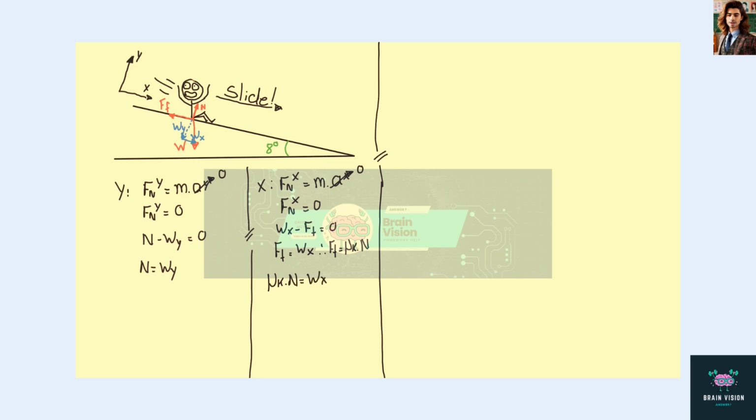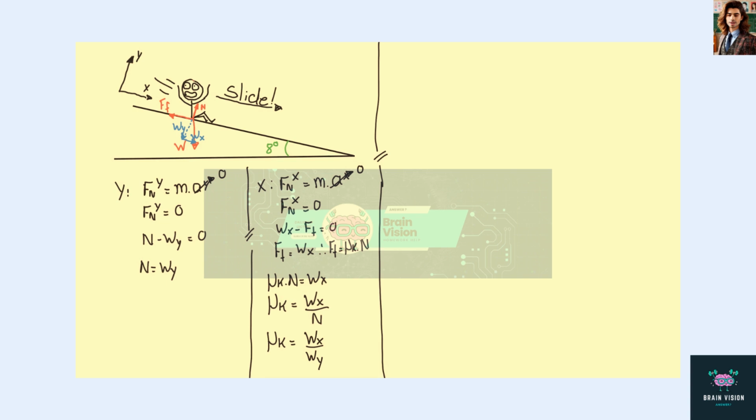But we want to calculate what is the frictional coefficient. And the frictional coefficient can be given by the x component of the weight force divided by the normal force. But as we had seen before, the normal force is equal to the y component of the weight force. Then, mu k is equal to Wx divided by Wy.